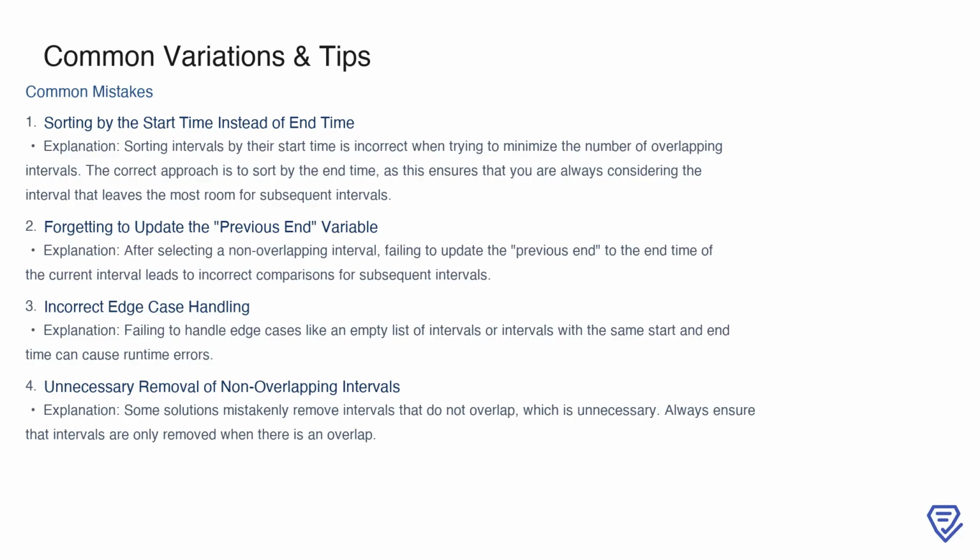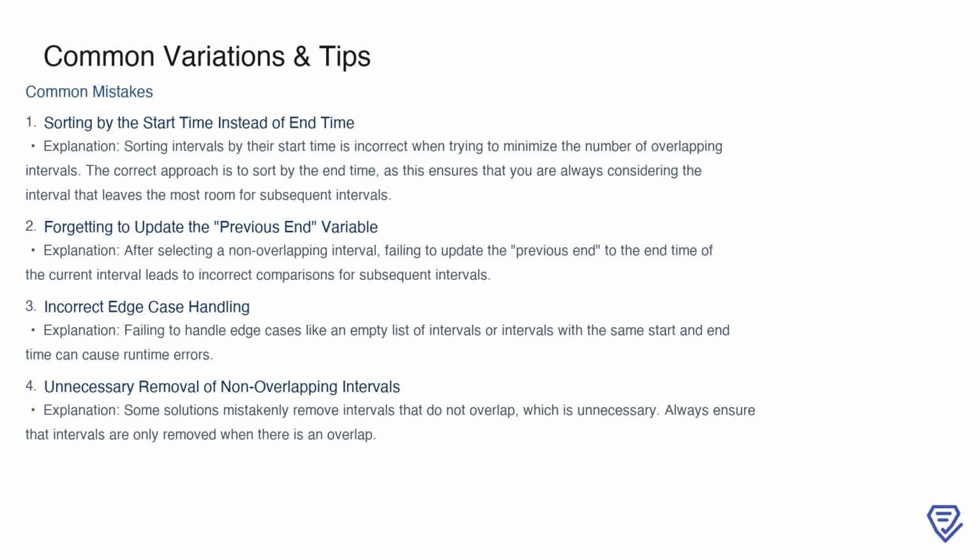First, one mistake is sorting the intervals by their start time instead of their end time. Sorting by the end time is the correct approach because it ensures we can leave the maximum room for subsequent intervals, which is key to minimizing overlaps. Next, after selecting a non-overlapping interval, it's crucial to update the previous end variable to the end time of the interval you just selected. Failing to do this can result in incorrect comparisons for the remaining intervals.